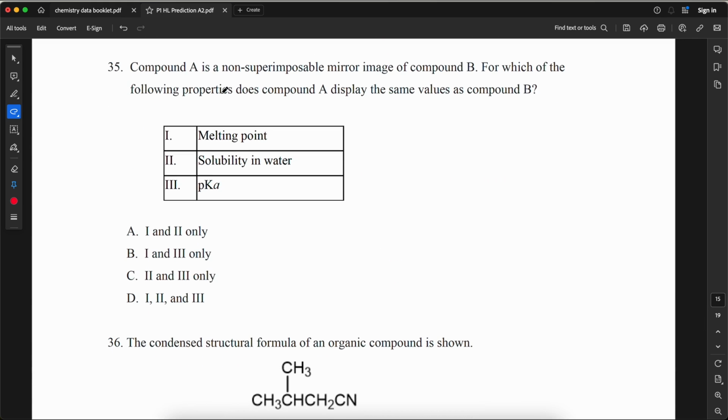Compound A is a non-superimposable mirror image of compound B. For which of the following properties does compound A display the same values as compound B? Non-superimposable mirror image means these are enantiomers. Enantiomers, unlike other isomers, share all these properties, even density. So it will have the same melting point, solubility in water, pKa, even density. So the answer will be D.